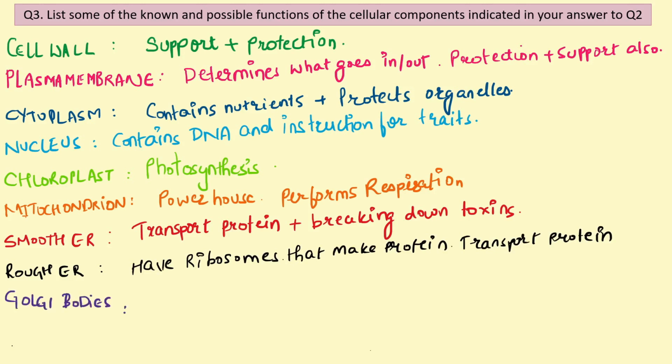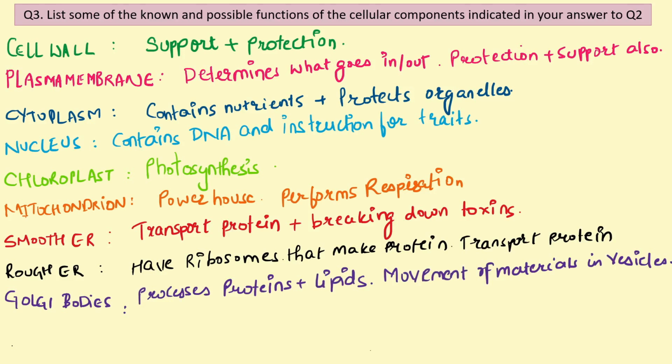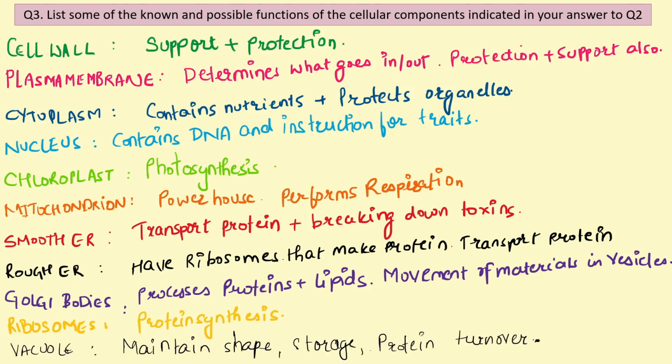transport of proteins. The Golgi bodies, they help in processing proteins and lipids. They also help in the movement of materials in vesicles. The ribosomes, they synthesize proteins. And the vacuole, they maintain the shape of the cell. They help in the storage. They also are responsible for the protein turnover.